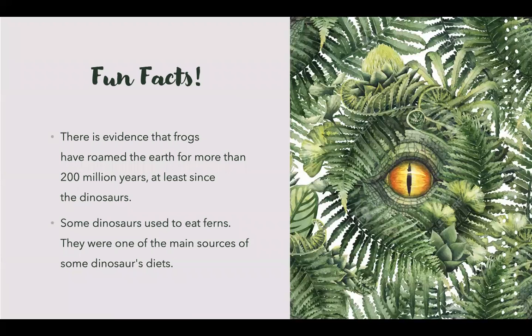A fun fact is that there's plenty of evidence that frogs have roamed the earth for more than 200 million years, which shows they are at least as old as dinosaurs. Similarly, ferns were around in the dinosaur times. Dinosaurs used to eat ferns, and they're actually one of the main sources of food in dinosaurs' diets.